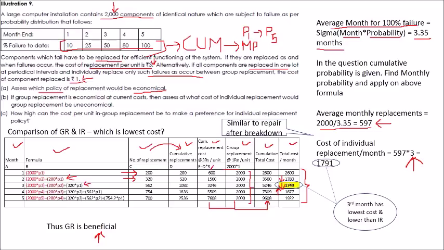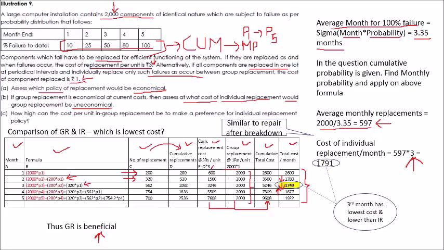So what is question B? If group replacement is economical at the current cost, yes, group replacement is economical. That's what we found in question A. Then assess at what cost individual replacement would be economical, which would make group replacement uneconomical. So what they are asking is, as per the answer for question A, we have found that group replacement is beneficial. So they are asking me at what cost individual replacement would be beneficial.